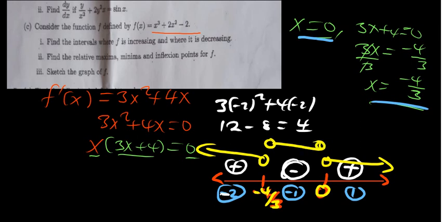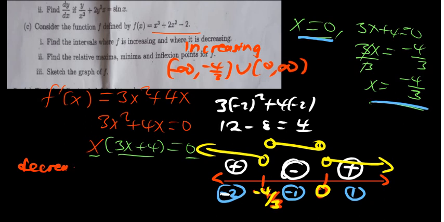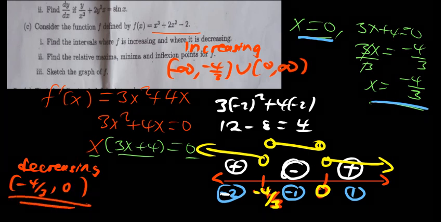Now, how do you write the answer? This is what we're going to do. I'll write increasing here. It is increasing from negative infinity all the way to -4/3, union from 0 not included all the way to positive infinity. At that point, this function is going to be increasing. Where is it decreasing? I'll write decreasing. Then I'm going to say it is decreasing from -4/3 to 0. For part 1, I'm done.